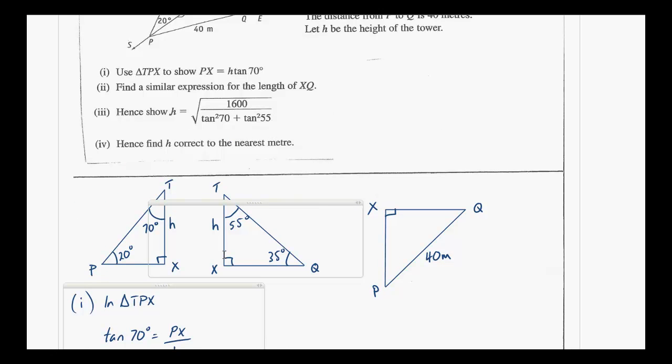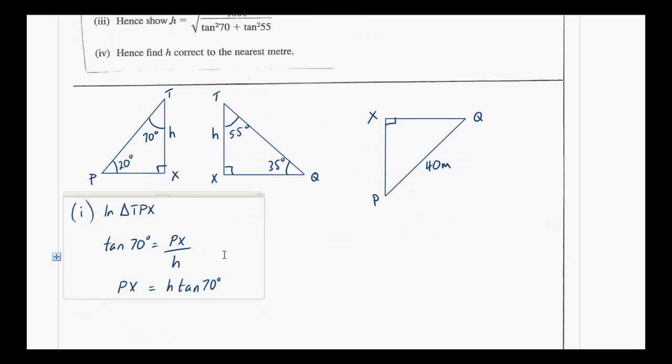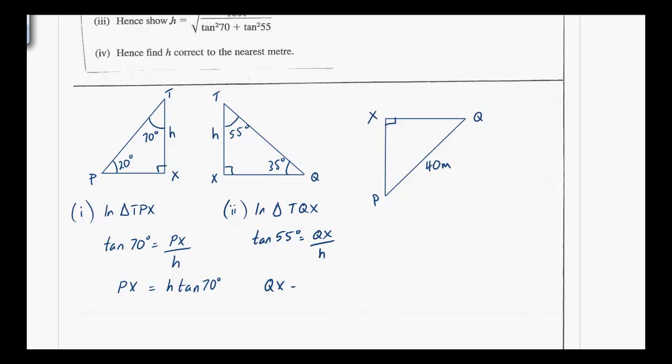Part 2, find a similar expression for the length of XQ. Okay, so in the same way as what we just did, but using the second triangle, in triangle TQX, we've got tan 55 this time is equal to QX over the height. Rearranging to get QX on its own, we get height times tan 55. So that's part 2 done.